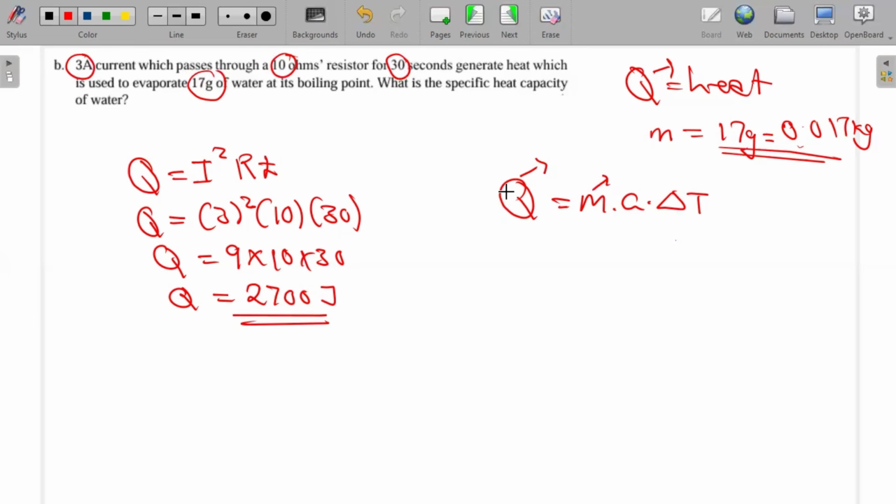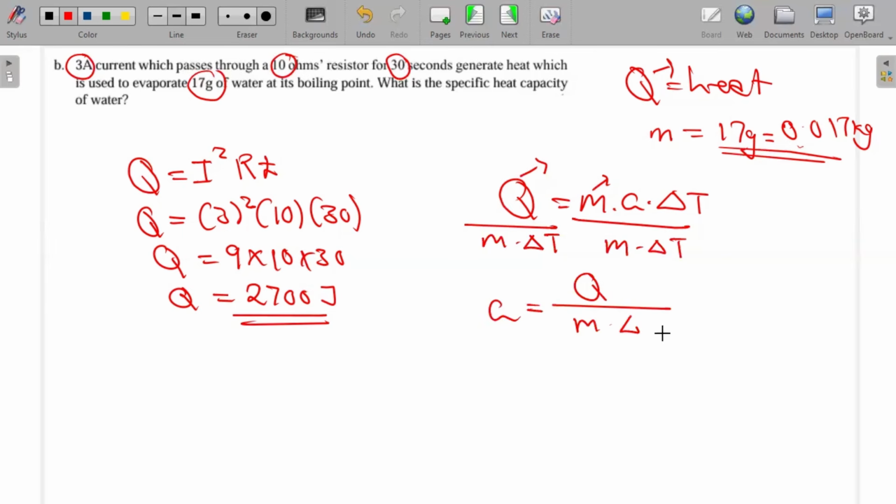Okay, make C the subject of the formula, which means I'm going to divide this side of my equation by m multiplied by delta t, and that side by m multiplied by delta t, like that. So my specific heat capacity will be equal to the thermal energy that is absorbed divided by the mass multiplied by delta T, like that.